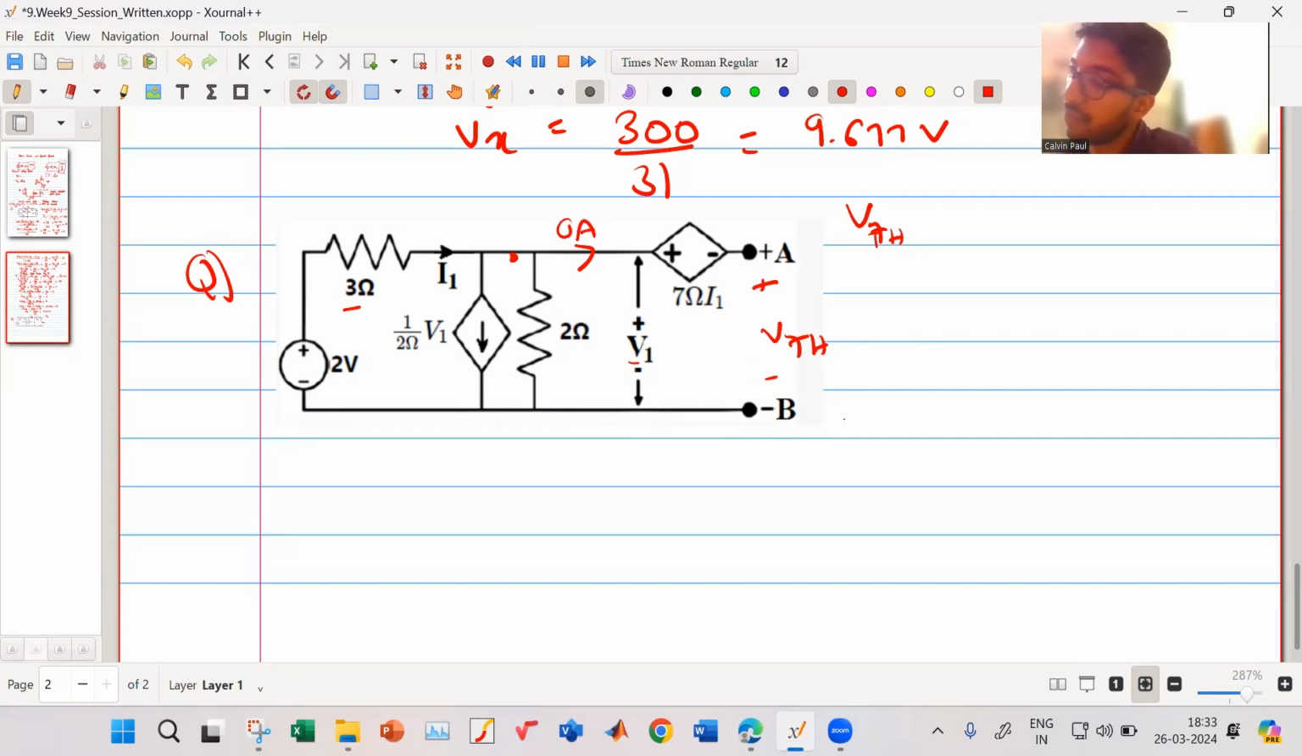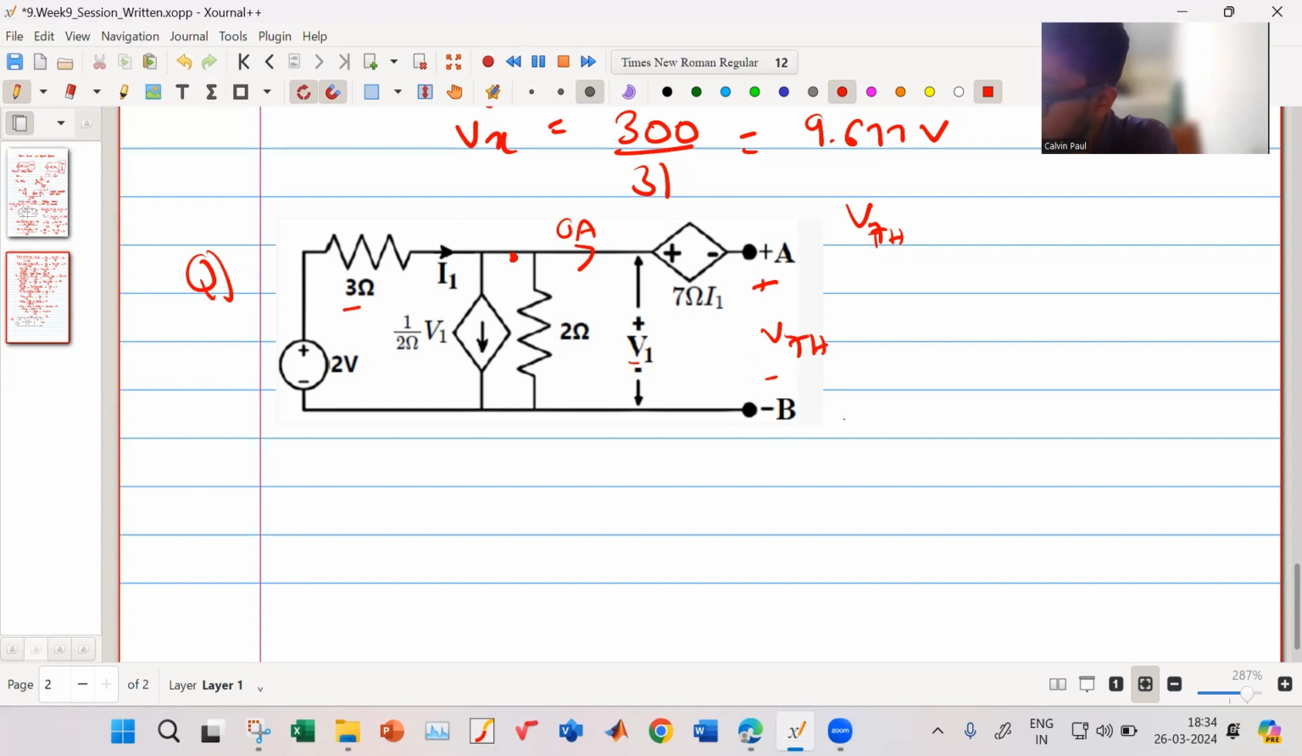Okay, first before that, V1, I1 equal to 0. Sir, the current across 2 ohm will be, incoming is I1, minus V1 by 2. That I1 current is 0.